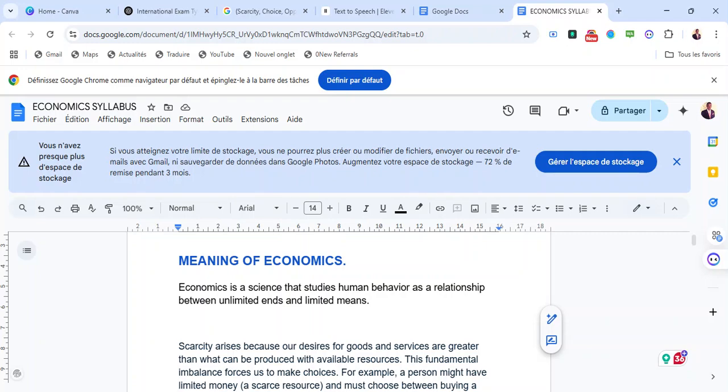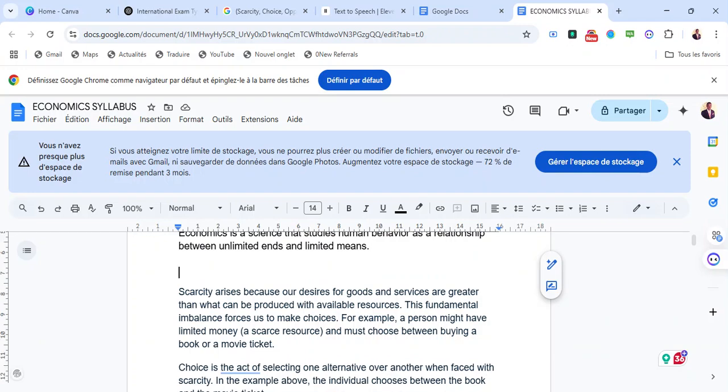Other than the sciences that we know, for example, chemistry that studies microbes and bacteria and all the like, or biology and all the like. But economics only deals with human behavior when it comes to the purchases of goods and services. So unlimited ends and limited means.